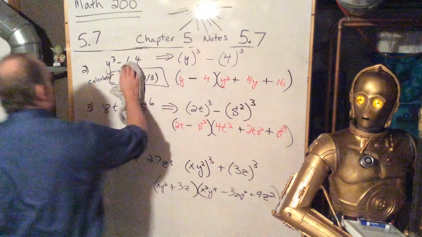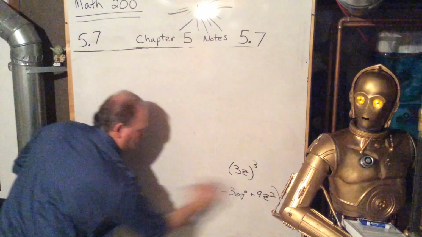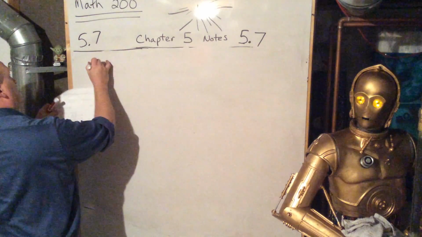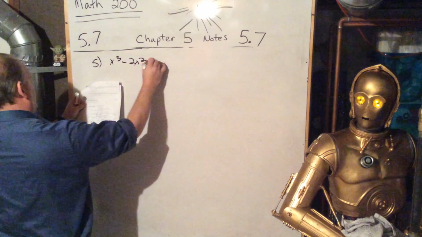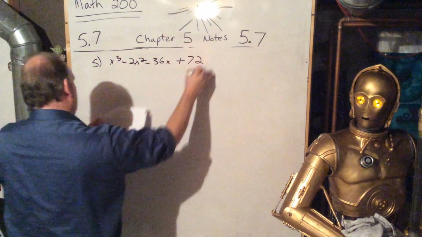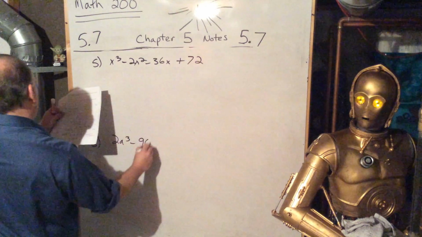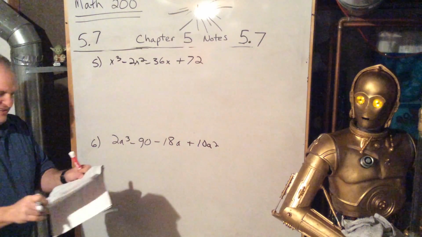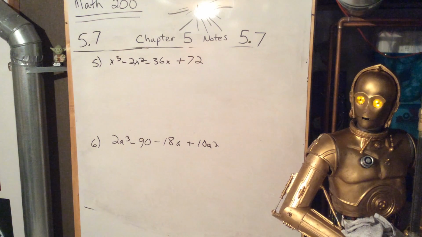Number 5 and number 6 look like this. 5x cubed minus 2x squared minus 36x plus 72. And 6. 2a cubed minus 90 minus 18a plus 10a squared. All right. And that finishes off that page. Still doing good. All right.